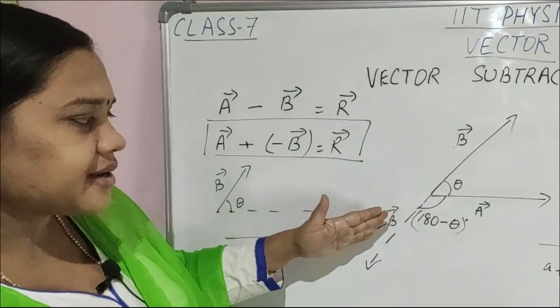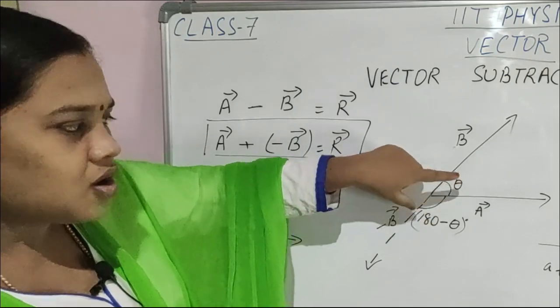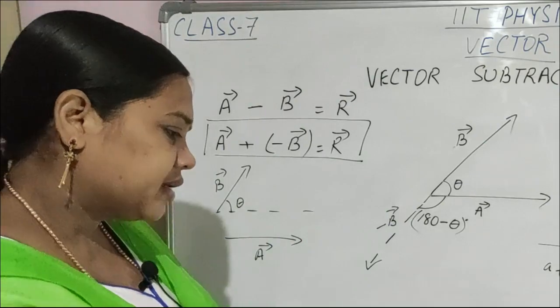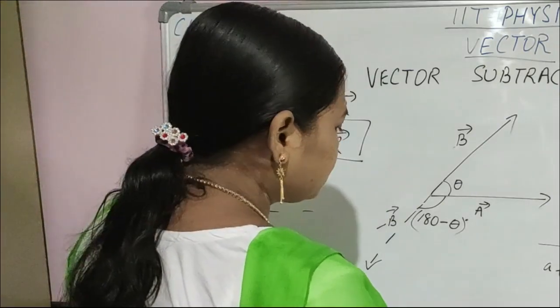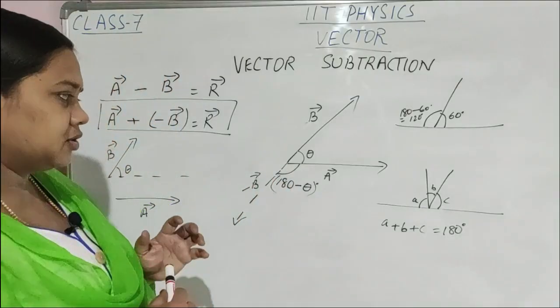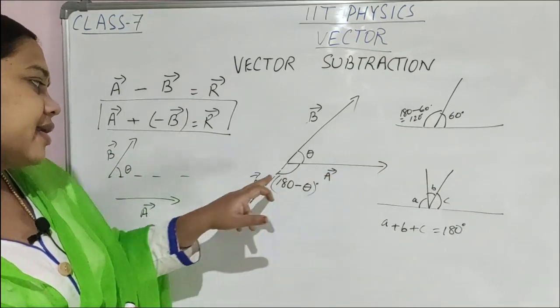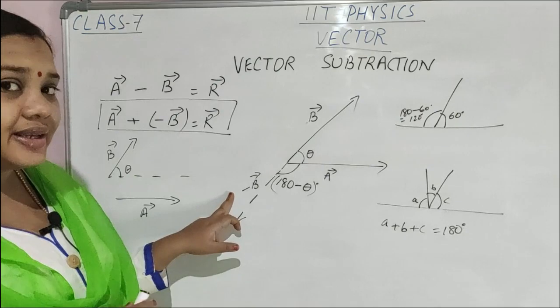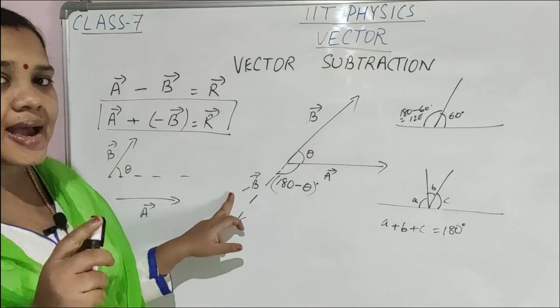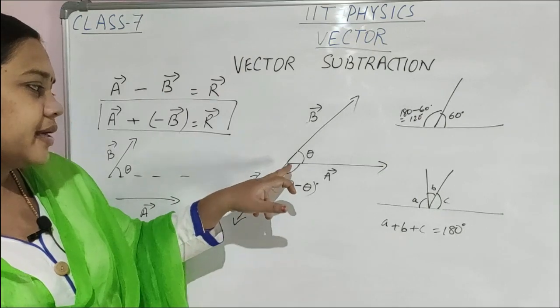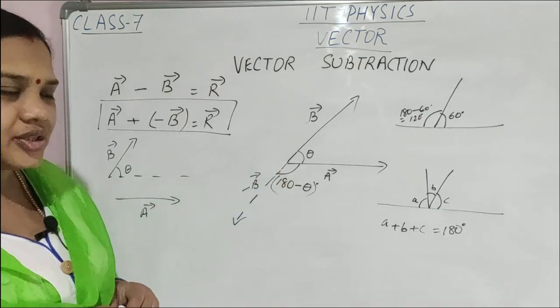So the same thing applies here also. This is a straight line. On this, two angles are there. One is theta, then the other will be 180 minus theta. Clear? So now we have two vectors. What do we have to add? Vector A and the negative of vector B. And then we must know the angle between those two vectors. What is that angle? 180 minus theta is the angle between them.